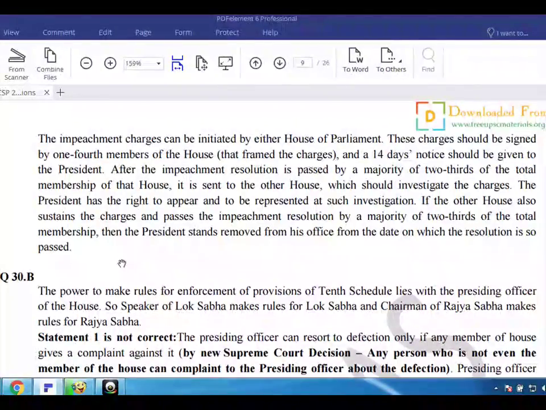Q30.b The power to make rules for enforcement of provisions of the 10th Schedule lies with the presiding officer of the House. So the Speaker of Lok Sabha makes rules for Lok Sabha and the Chairman of Rajya Sabha makes rules for Rajya Sabha. Statement 1 is not correct.